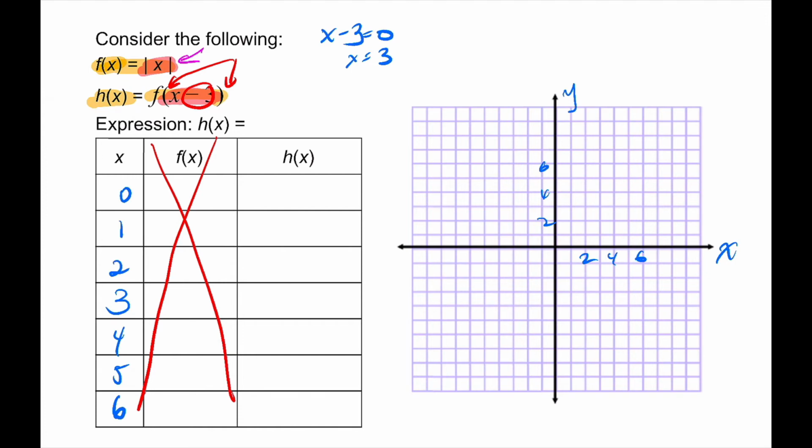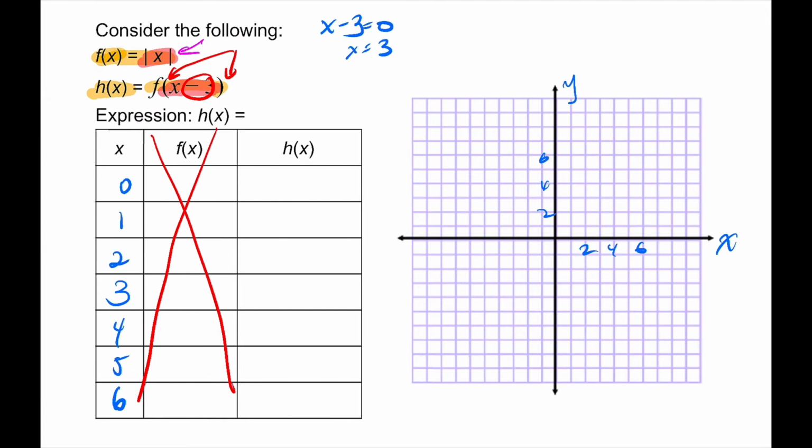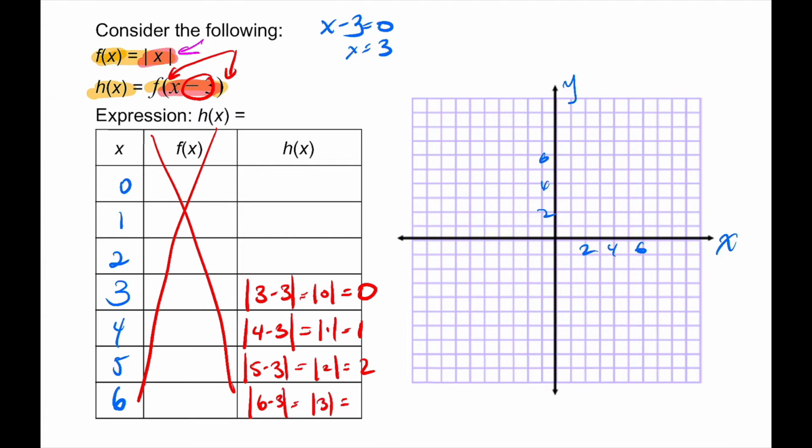So here's the net effect when we actually calculate this. We'll start with 3, because that's where we start off. This is obvious, because 3 minus 3 is 0, so we take the absolute value of 0, which is 0. When we do 4 minus 3, we're subtracting 3 first, then taking the absolute value. So we get the absolute value of 1, which is 1. Here we're going to get 5 minus 3, and take the absolute value of that. So it's the absolute value of 2, which is 2. And finally, we take the absolute value of 6 minus 3, which is the absolute value of 3, which is just 3.